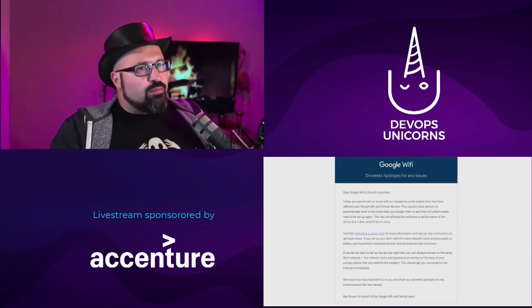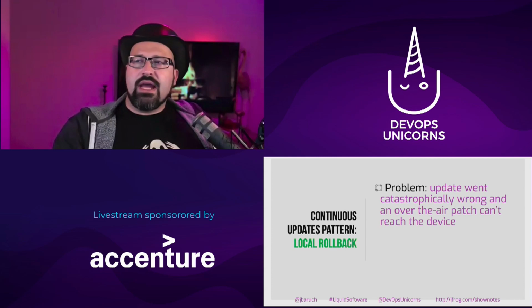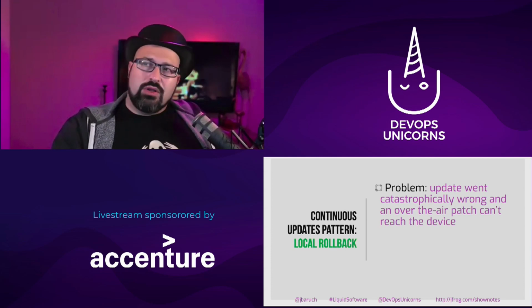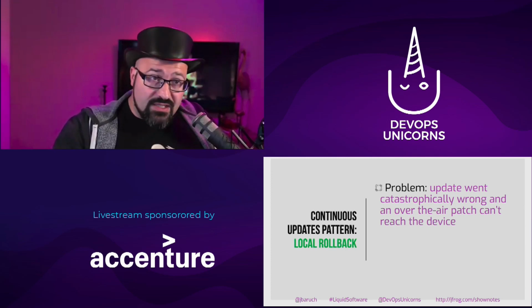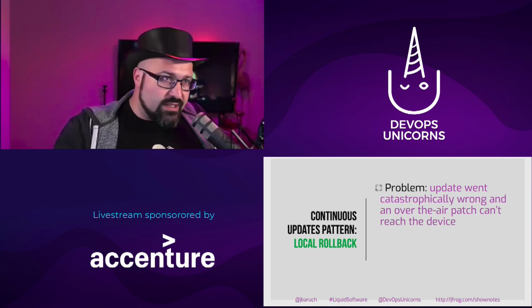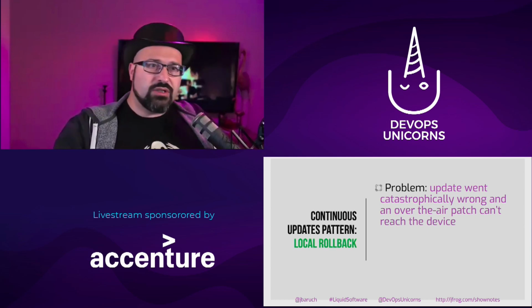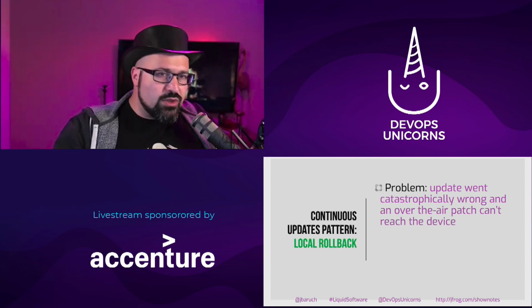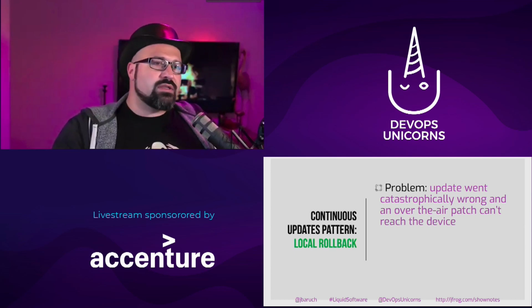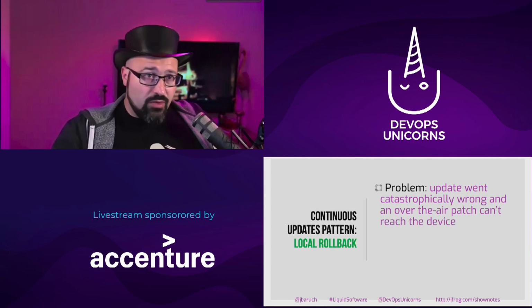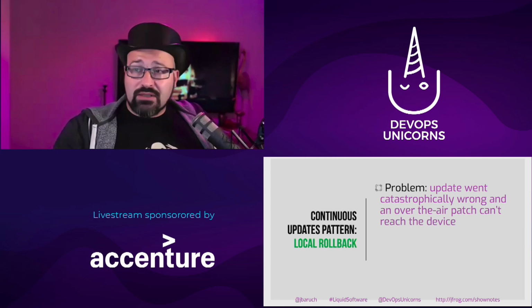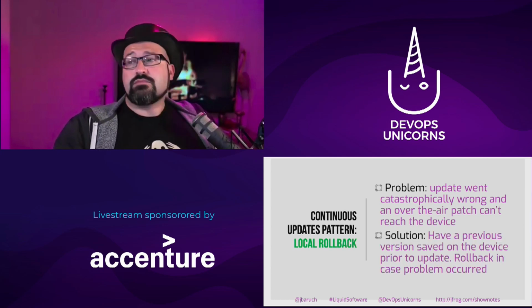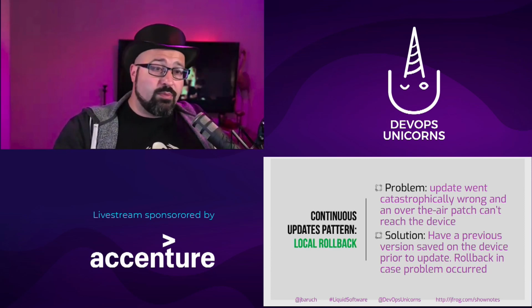And obviously that's a problem. And the problem here is that if an update went catastrophically wrong and the over-the-air patch cannot reach the device, then we have no way to fix it. And it takes human intervention that can be very expensive, very time-consuming. Think about a solar panels farm somewhere in the desert, right? Loses money and time. What's the fix? What's the pattern? Local rollback. Have a previous version saved on the device prior to the update and roll back in case a problem occurred.